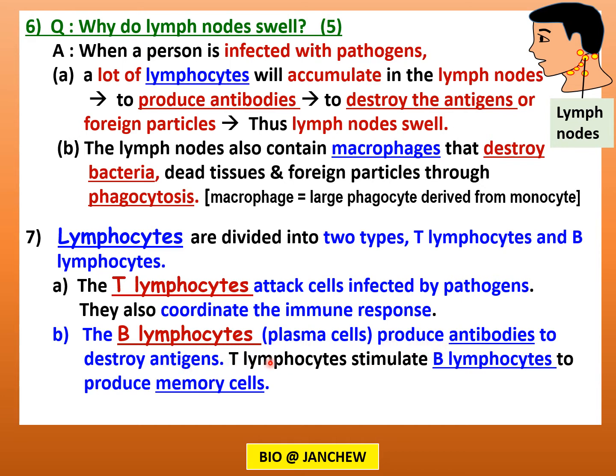And it's the T lymphocytes that stimulate the B lymphocytes to produce memory cells, which are special lymphocytes that can sort of remember how to produce the same antibody again later on in the future in case there is another attack by the same antigen. So they are called memory cells because they sort of remember how to produce these same antibodies to destroy the same antigens should there be a second attack in the future or a third attack.